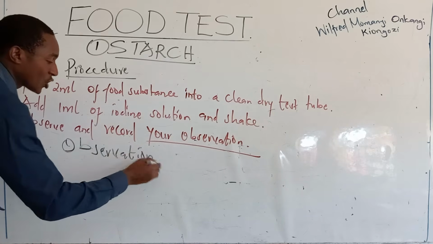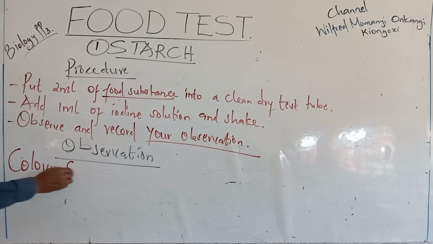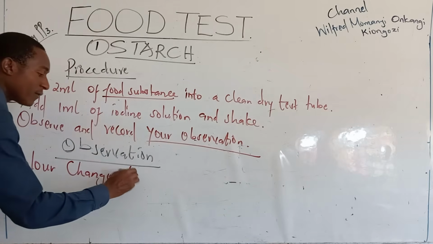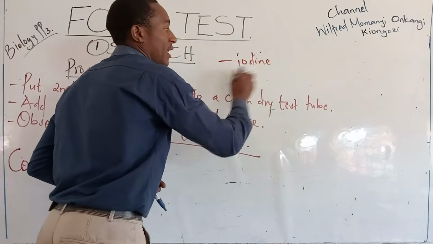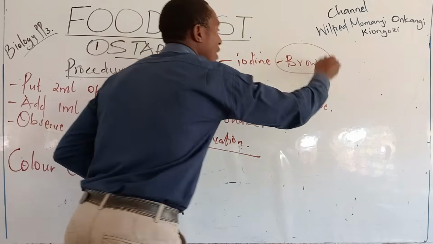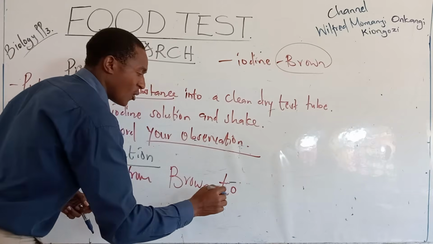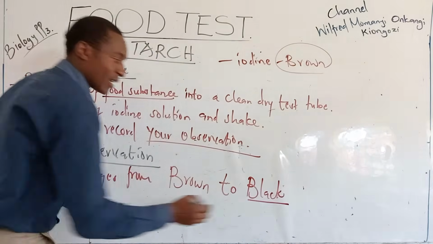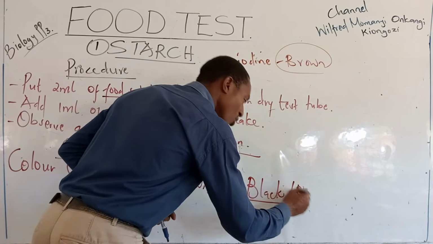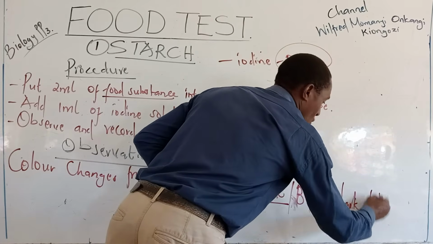This is for a positive reaction. If starch is present in this food substance, then this is what you will observe. Color changes from the background color of iodine, which is brown, to black. You can get either black, blue, or dark blue.